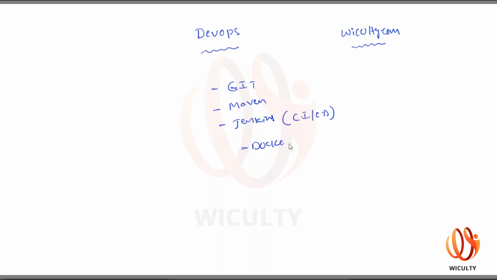Then we have Docker. Docker is a containerization tool. And we have Kubernetes. Kubernetes is called an orchestration tool for managing containers, or think of it as a container management tool, right? And we have something called Ansible. Ansible comes under configuration management tools. We have Terraform in the same area. Terraform is also a configuration management tool, as well as a cloud provisioning tool. And we have Puppet also in this area, Puppet.